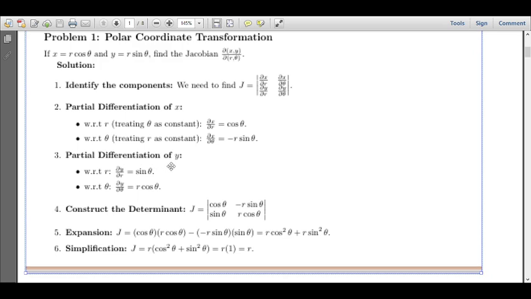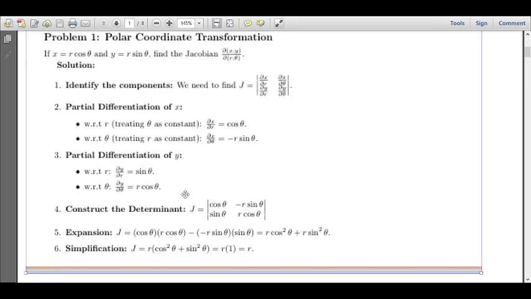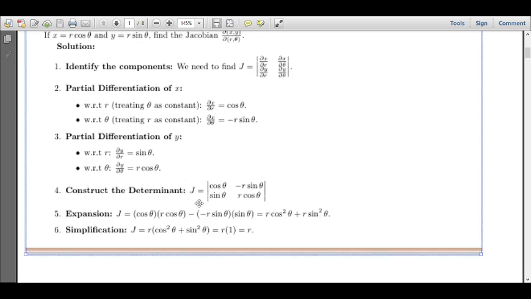Similarly, partial differentiation of y with respect to r, ∂y/∂r, is equal to sin θ, and with respect to θ, ∂y/∂θ is equal to r cos θ. Now construct the determinant, right?